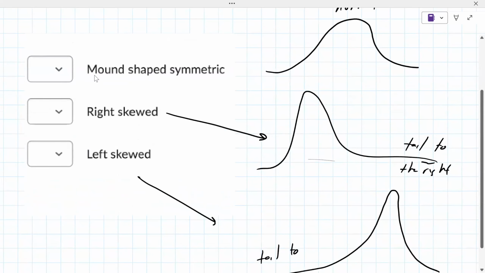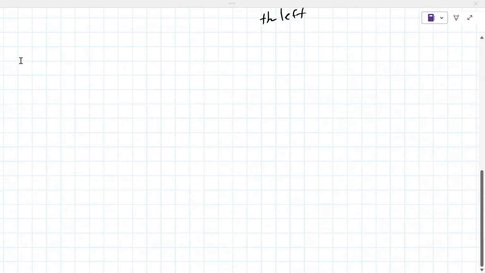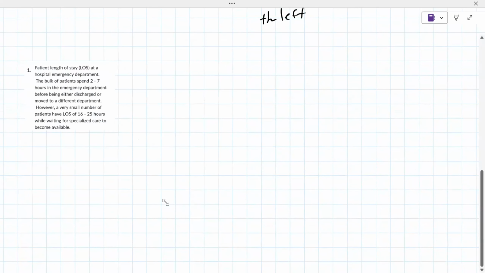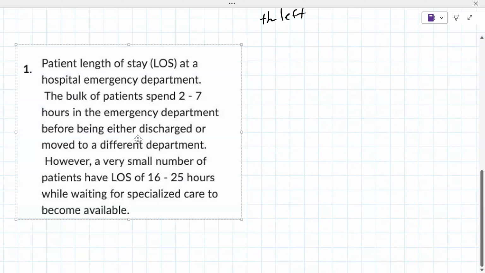So basically, you have to know these three graphs. If you want to do well in this part of the course, you have got to know mound shaped, right skewed, and left skewed. Now we're going to look at the questions and see if we can figure out which one it is. I picked the first one to be left skewed, which was incorrect apparently.